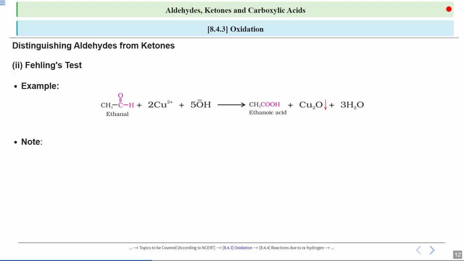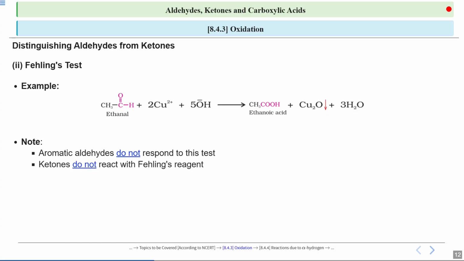Now you need to take one important note. Aromatic aldehydes do not respond to this test. Fehling's test is for aldehydes, yes, but not for aromatic aldehydes. Aromatic aldehydes do not react with Fehling's test. So we will only talk in terms of aliphatic aldehydes.